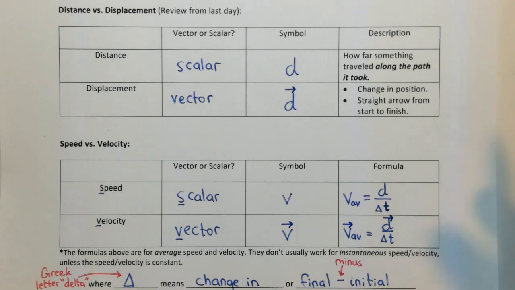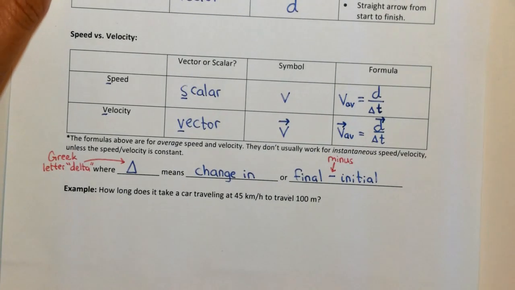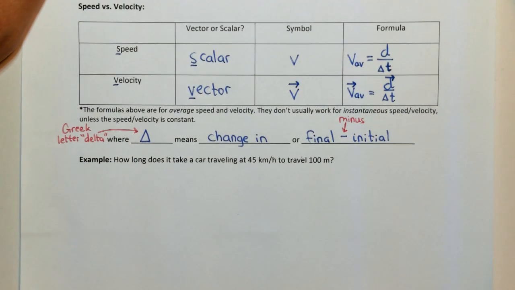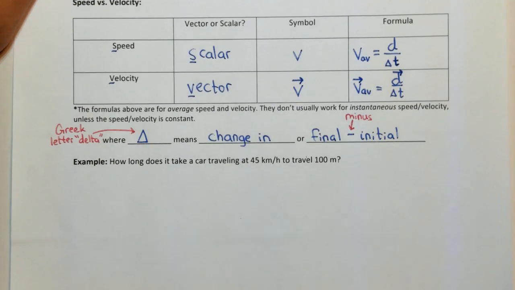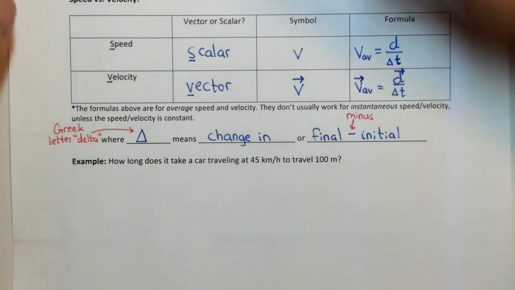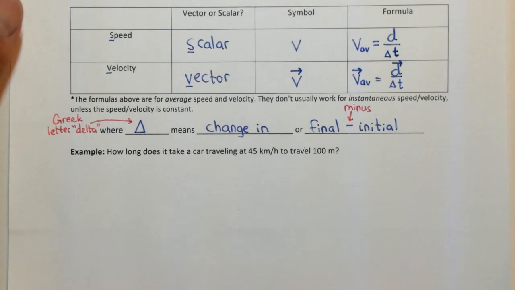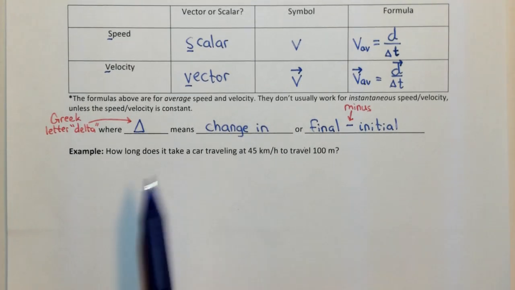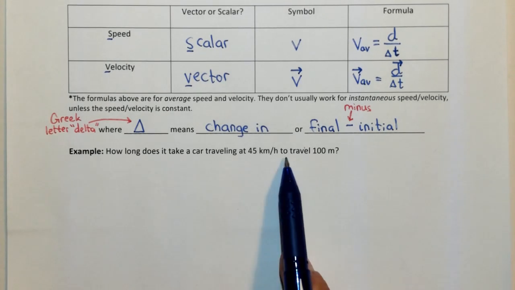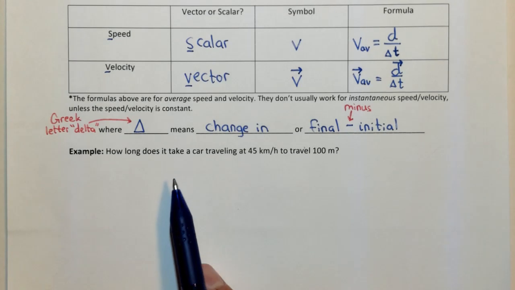Okay, so now I want to just try an example with you guys that will sort of illustrate a couple of things you might run into, and we can talk about how to deal with them. So this example uses one of our new formulas. We have a car that's traveling at 45 kilometers an hour, and we want it to travel 100 meters, and we want to know how long that will take.